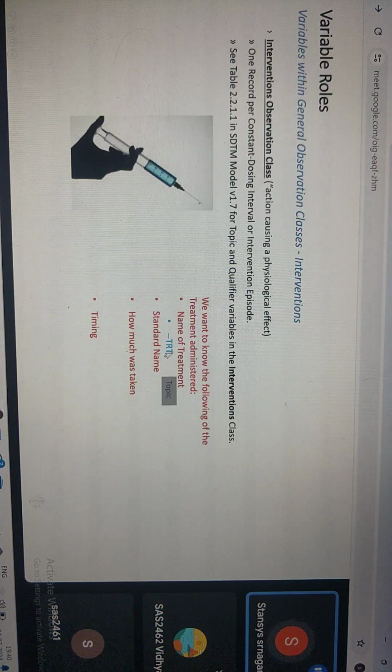So TRT is the common name, but when it comes to the specific name, for CM it's CMTRT. When it comes to EX, EXTRT. But you should remember, in interventions the topic variable is the TRT. Then the standard name. Standard name is nothing but that particular drug name. As per the drug dictionaries, every drug will have a specific standard name that comes from the dictionaries.